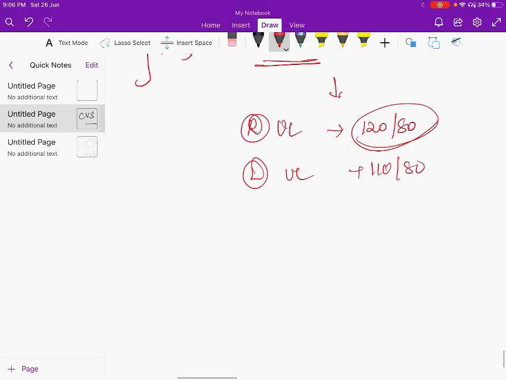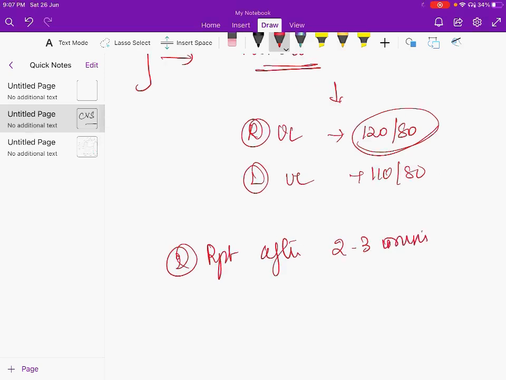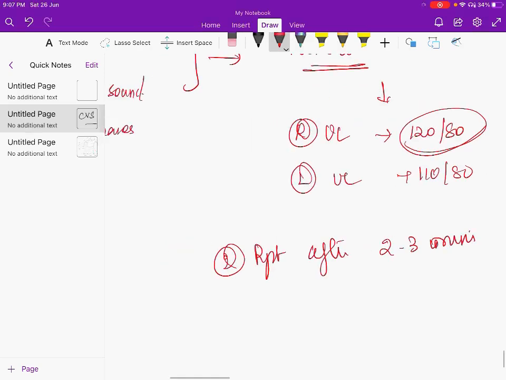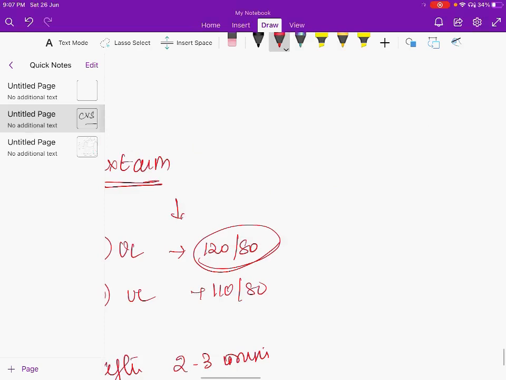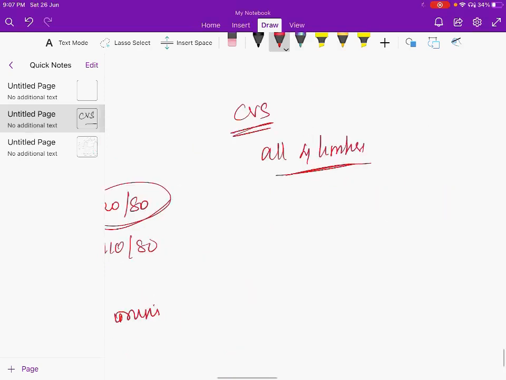Then repeat after 2 to 3 minutes. If it is a CVS case, all 4 limbs have to be recorded.